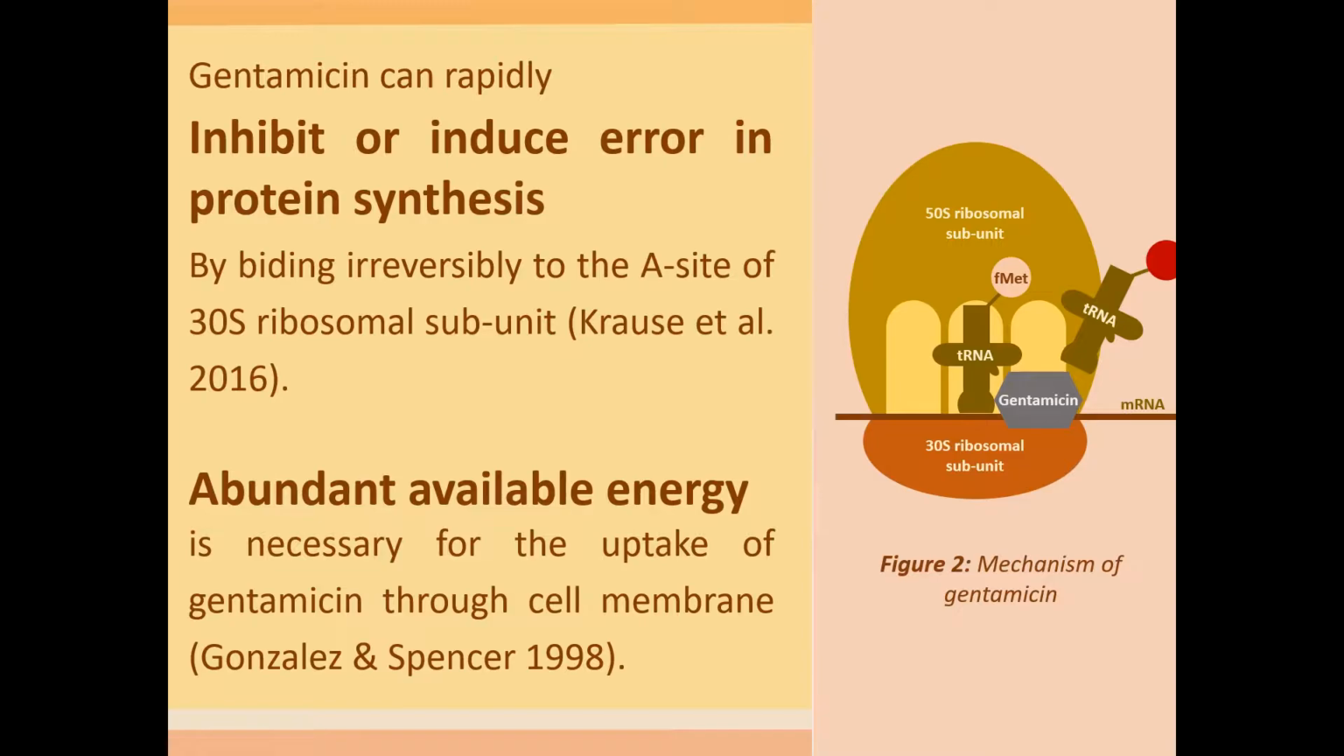Gentamicin can rapidly inhibit or induce error in protein synthesis by binding irreversibly to the A site of the 30S ribosomal subunit. However, abundant available energy is necessary for the uptake of gentamicin. Because of that, it is ineffective against most anaerobic bacteria. Its mechanism can be seen in Figure 2.